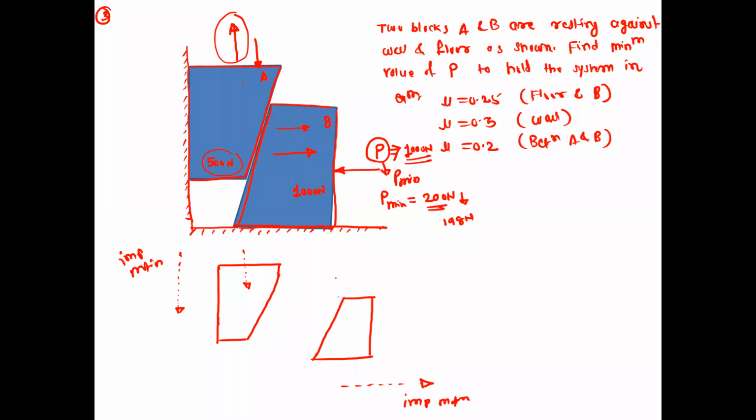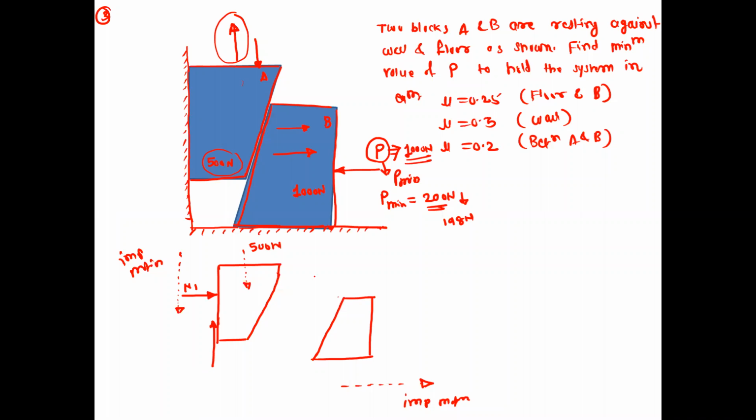So from the impending motion, you can draw the free body diagram. You can observe the free body diagram here. This is the weight, 500 Newton. The next is the normal reaction. Take this as N1. As the impending motion of block A is downward, the friction force will be upward. So this is the friction force.